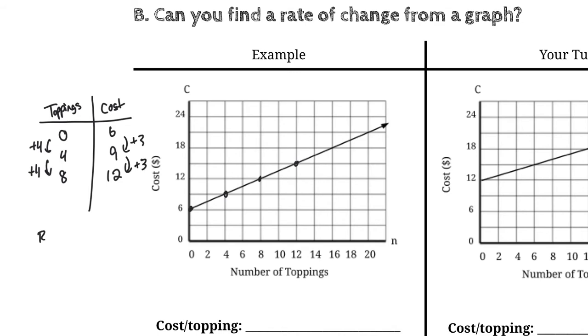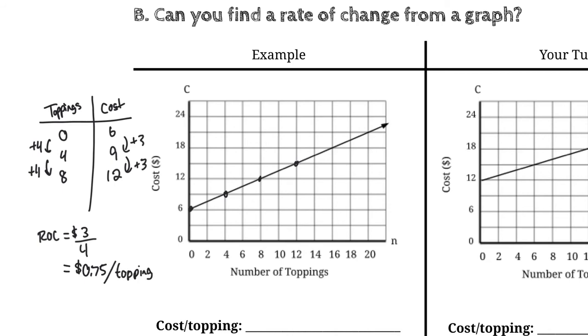So our rate of change, I'll just use ROC to represent rate of change, is equal to $3 for 4 toppings. And then we can just do that calculation to find out how much it costs per topping, and it costs 75 cents per topping.